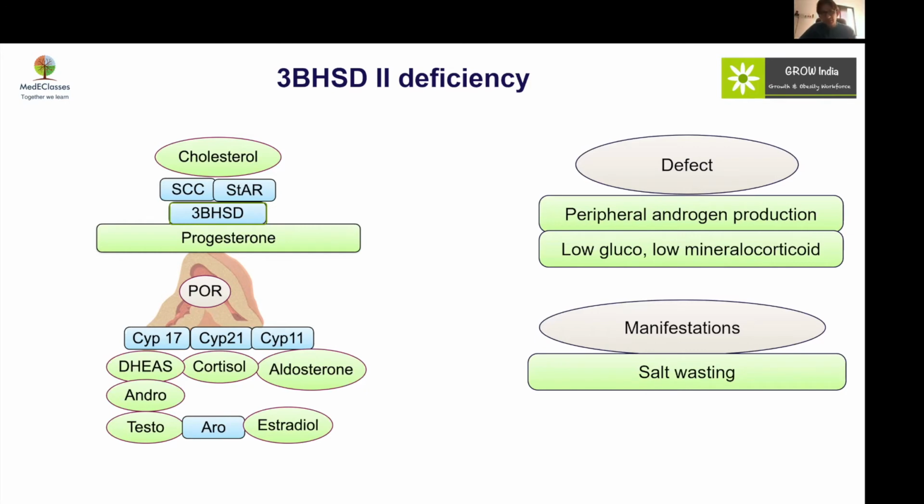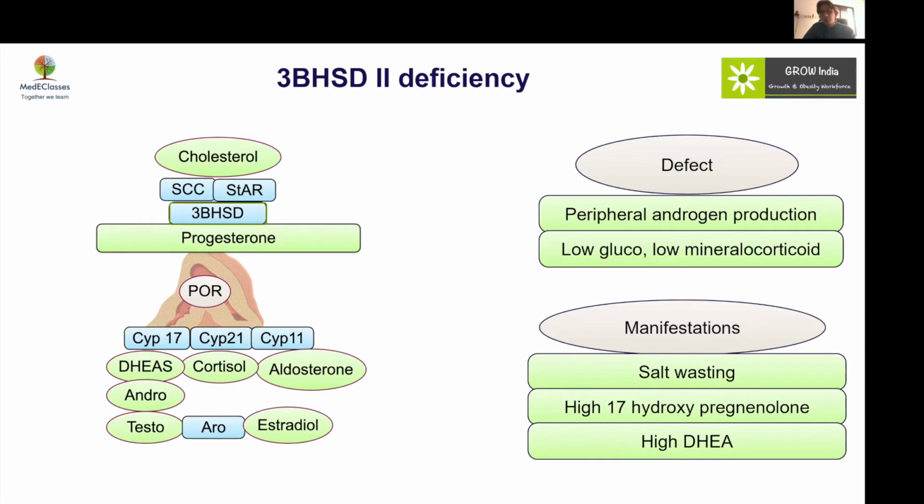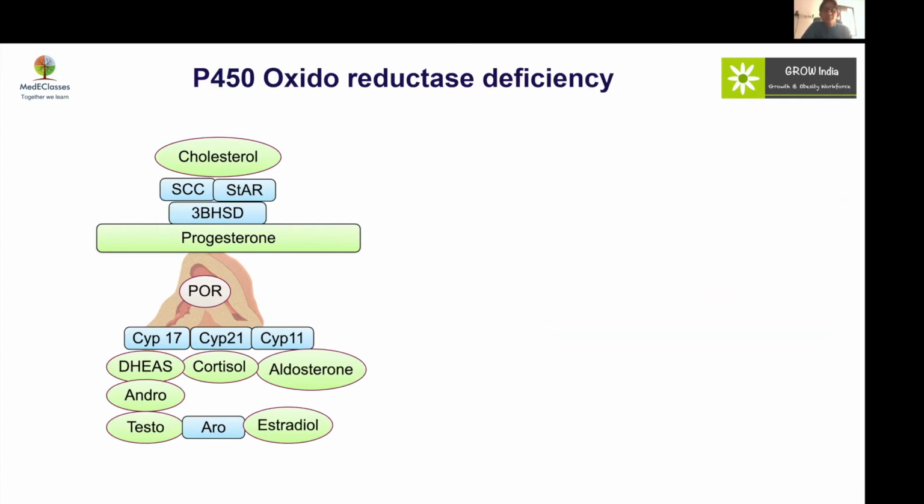Mild salt wasting is preferably observed in the majority of them maybe in the second month of life. And high 17-hydroxypregnenolone is the initial screening investigation of choice. Of course, there will be high DHEA because DHEA is just the proximal step to the 3-beta HSD2 enzyme. So we can do DHEA to see whether it is high or not, and this can also give an idea regarding the possible 3-beta HSD2 deficiency.